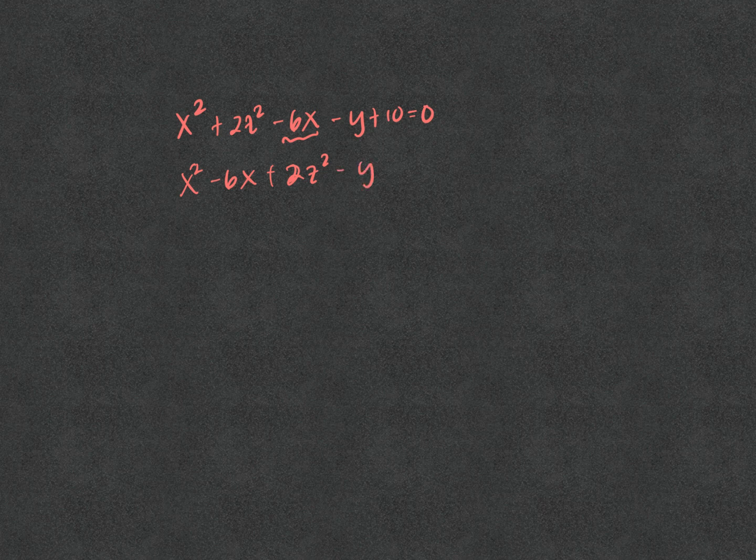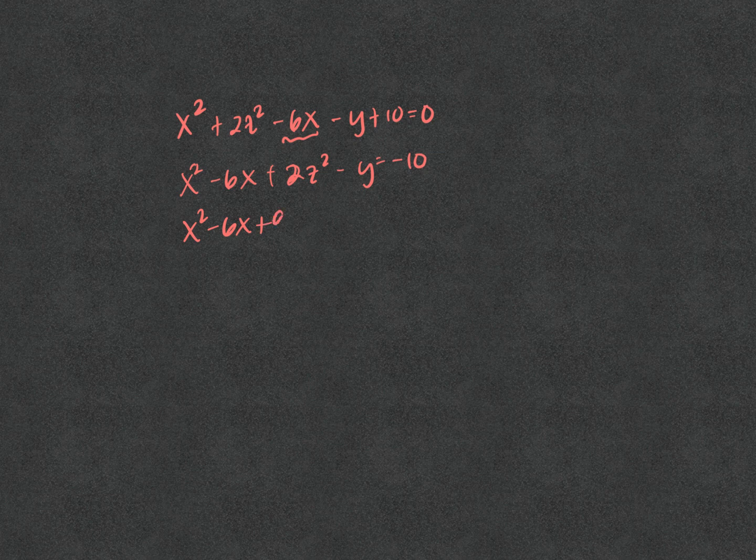Then we have an interesting example where it says classify the quadratic surface, so it doesn't say sketch. So we have x squared plus 2z squared minus 6x minus y plus 10 equals 0. Well, you can see that we have another x right here, so let's put our x's together. X squared minus 6x plus 2z squared minus y equals negative 10. I'm going to move the 10 to the other side. I might change my mind. So let's complete the square.